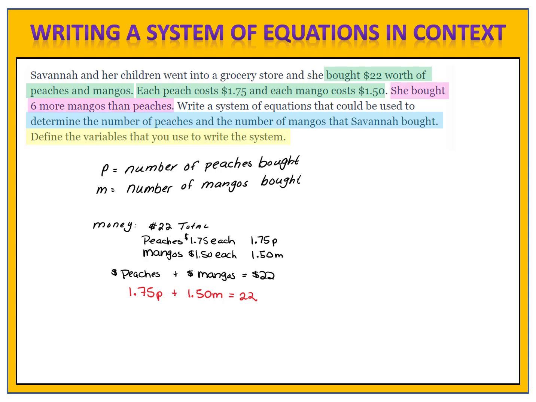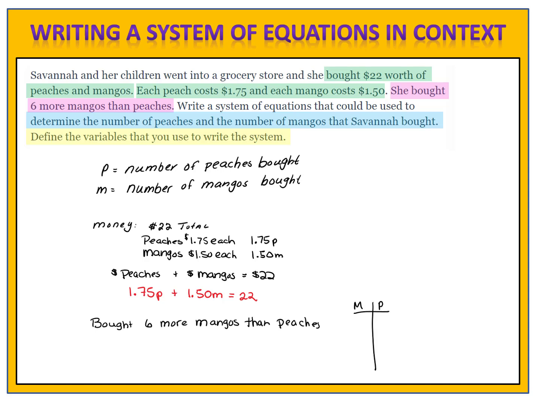The next piece of information we have is a little more tricky. It says she bought 6 more mangoes than peaches. So let's work through that. Now, how do we write that equation? Well, let's think about this for a moment.